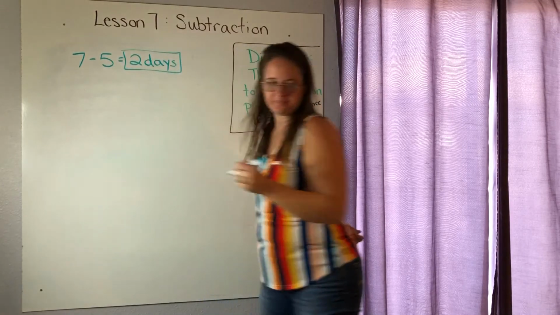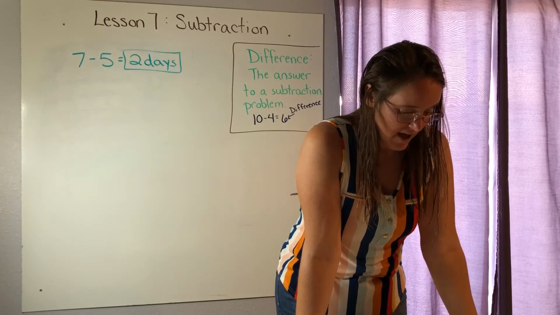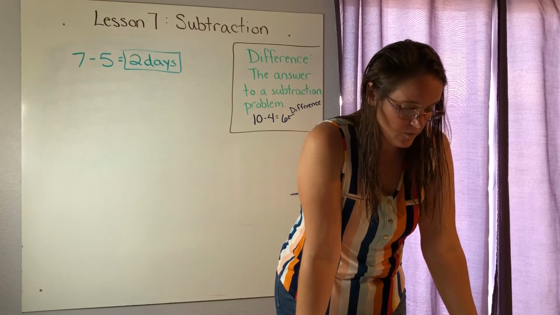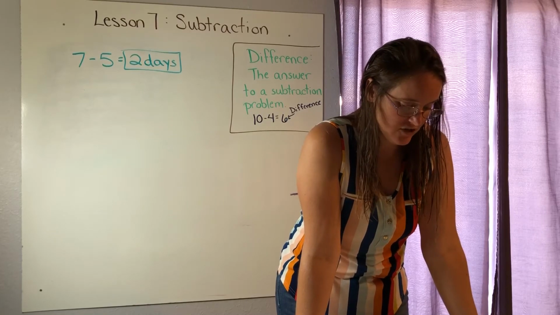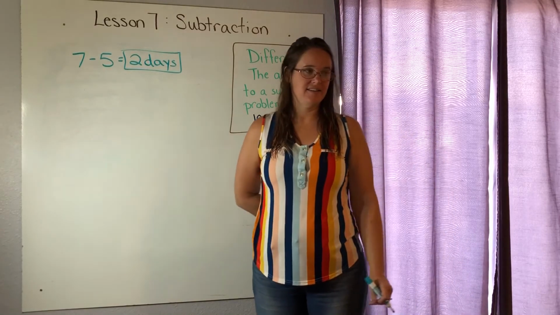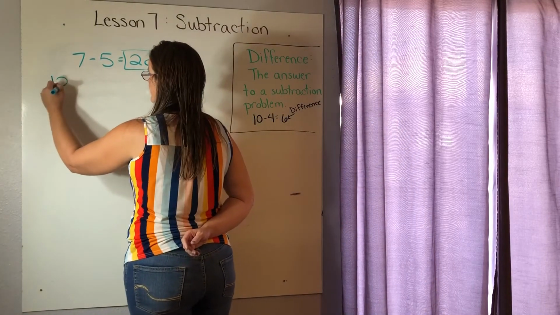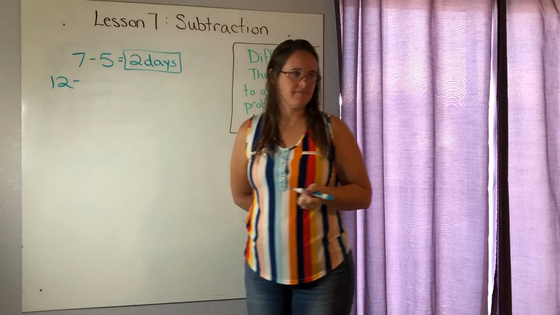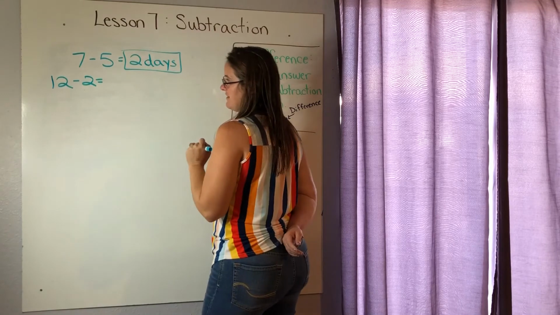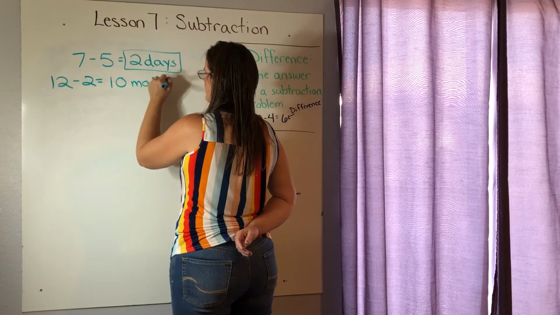Correct. Okay? All right, the next one says, there are 12 months in a year. How many months are left in a year after February? Write a subtraction number sentence that shows the answer. So, how many months do we start with? 12. We start with 12 months. And what month is February? The second month. So how many months are left? 10. There are 10 what? Months. 10 months left after February.